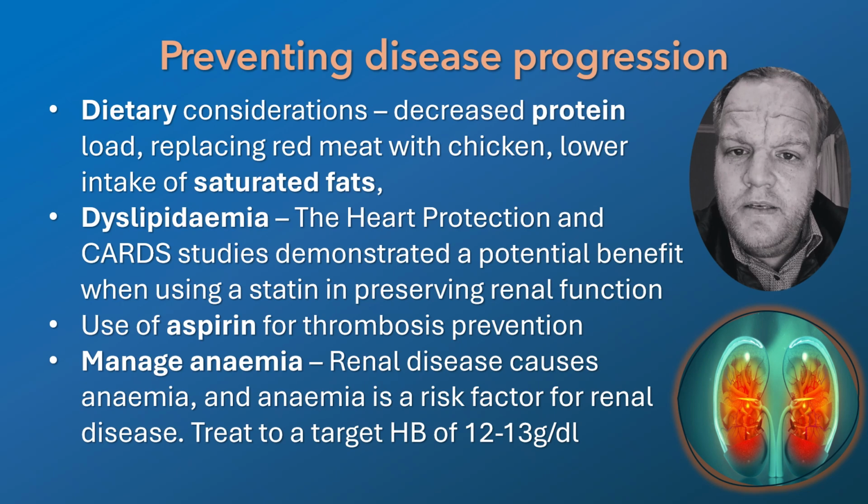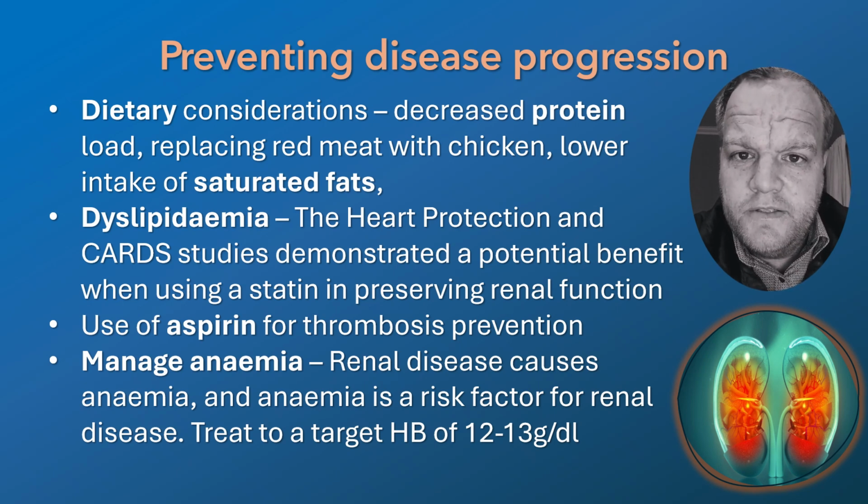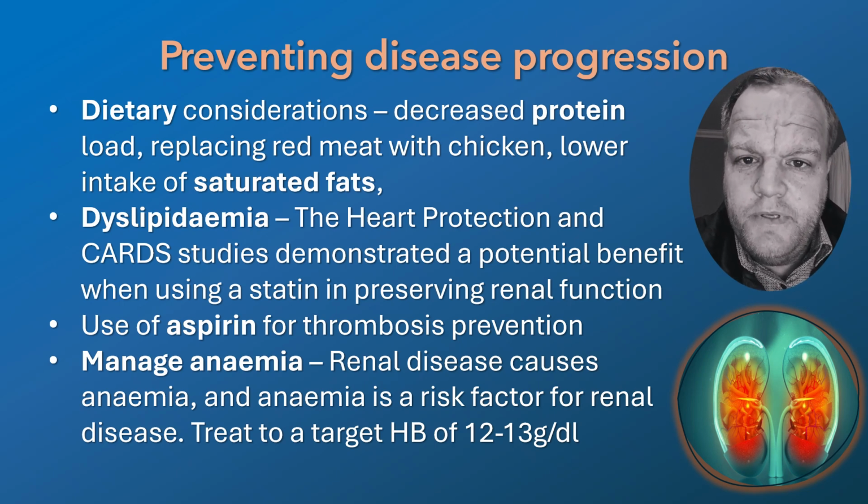And then anemia. Renal failure is often associated with anemia, and this anemia is also an independent risk factor for the development of kidney disease. So these patients should be treated by the clinician to a target Hb between 12 and 13 milligram per deciliter.